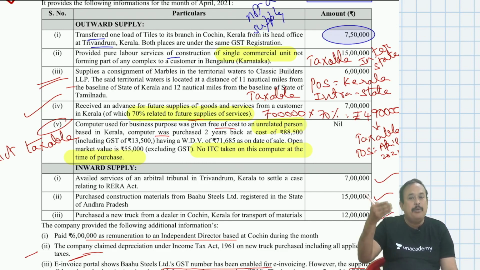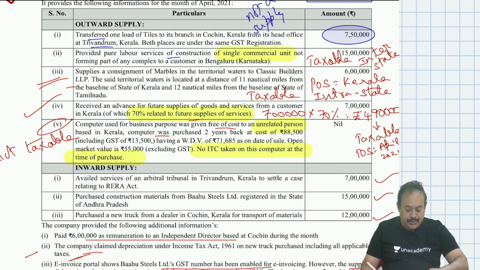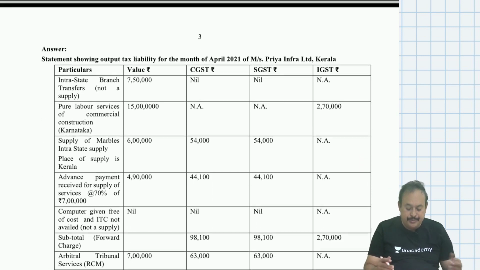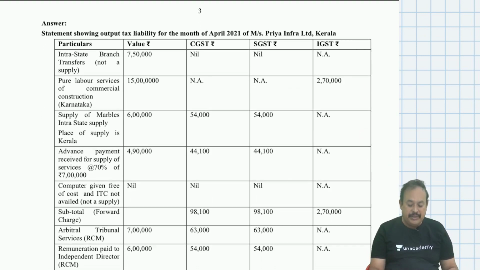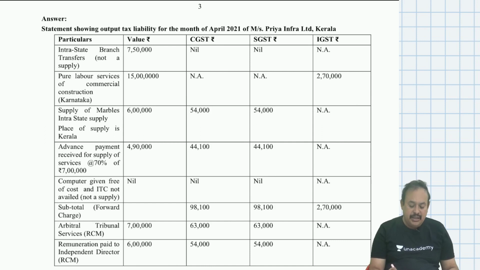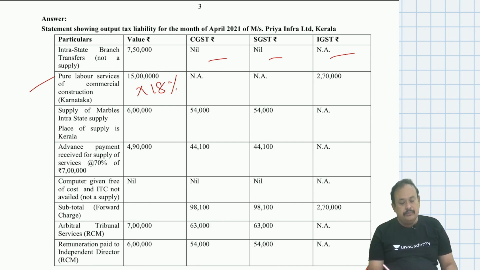Let us put in a tabular format the values by computing as follows. Look here, my dear friends. First case here, intrastate branch transfers where there is no separate registration. In that case, not a supply, no GST. Labor services to Karnataka from Kerala, IGST at the rate of 18%, 2,70,000. Got the clarity, my dear friends?